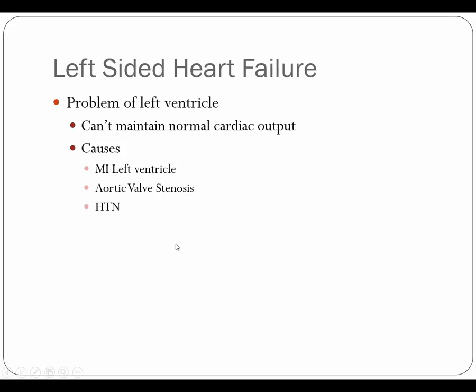They can't maintain normal cardiac output, as you would understand. If we can't pump out a normal amount of blood volume, we can't maintain cardiac output. Causes, of course, could be an MI, valve issue, or just general hypertension.